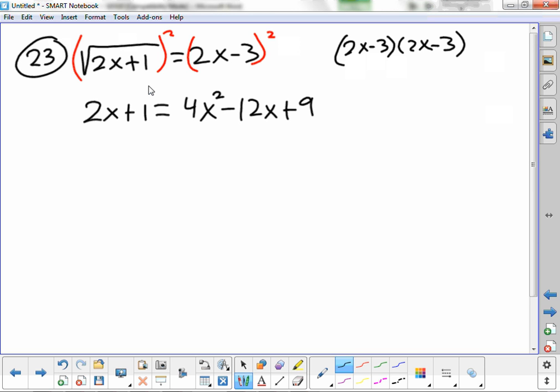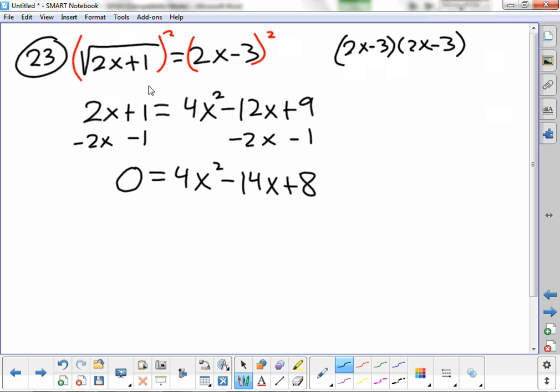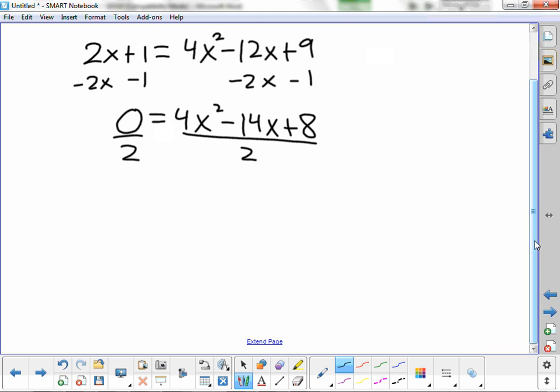Now we have a quadratic. So to solve your quadratic, get one side equal to 0. So I'm going to make this side equal 0, subtract a 2x and subtract a 1, subtract a 2x, subtract a 1. It is now 0 equals 4x squared minus 14x plus 8. This entire side can be divided by 2, just to make our numbers a little bit smaller, or you can factor 2 out, either way you want to think about that. So it's going to be 0 equals 2x squared minus 7x plus 4.